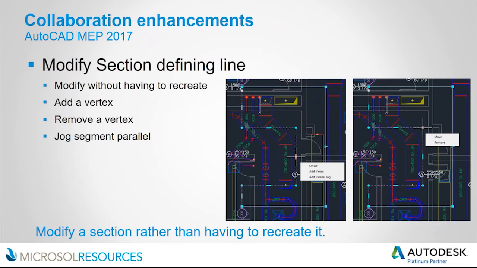We can also modify the section defining line without having to recreate it. Just like you can with a polyline, you can right-click on the middle segment or any segment in a live section and add a vertex or add a parallel jog, and once you regenerate the section, those things are automatically taken care of.